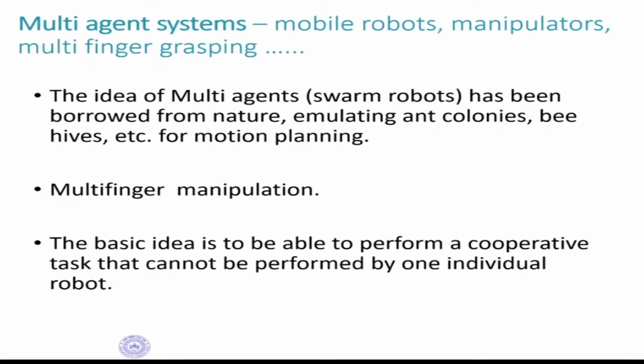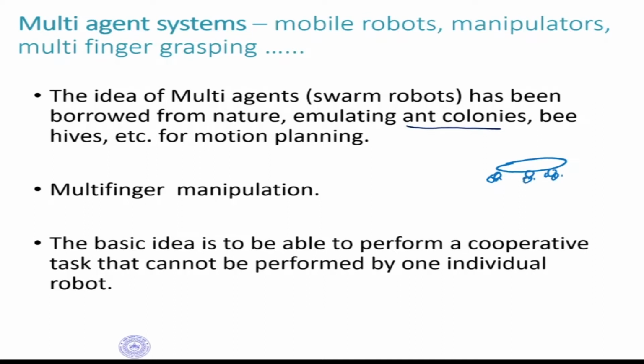Now when you have multiple agents doing a particular task, for example multi-agents like mobile robots, manipulators, multi-finger grasping, they can all be looked upon as multiple robots doing a particular task. Okay, for example, moving an object, constraining an object. Now, the idea of multi-agents has been borrowed from nature, because you must have seen that in ant colonies or bees, it is like multiple bees are together performing a particular task. Or if you look at an object, say for example, this is a piece of food, and there are ants who are carrying this object. So you can see multiple ants who are actually carrying this large object.